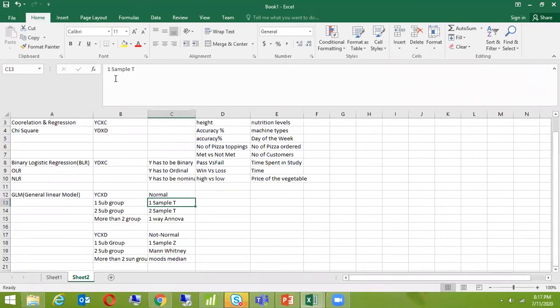Okay, one sample t. These tests, one sample t and one sample z, are basically used for baselining. Do we know the meaning of baselining here? Does anybody want to know the meaning of baselining? I can explain. Or does anybody know the meaning of baselining? Can you please talk about it?